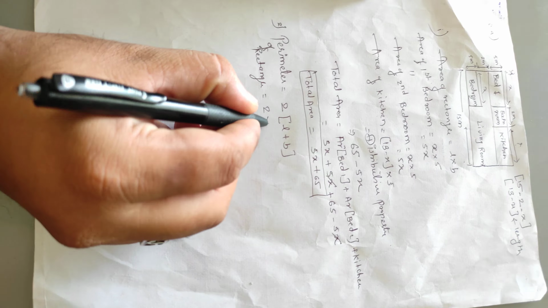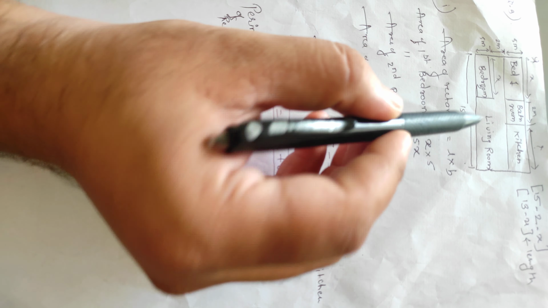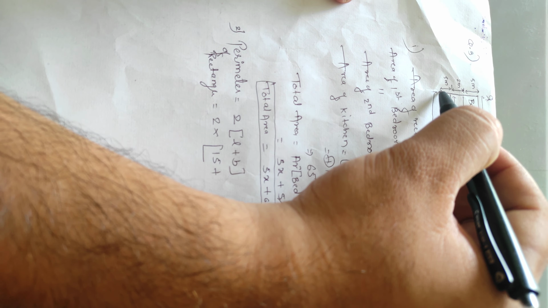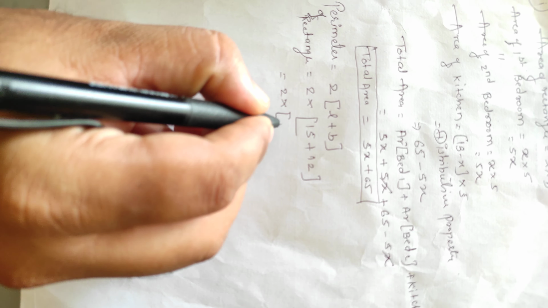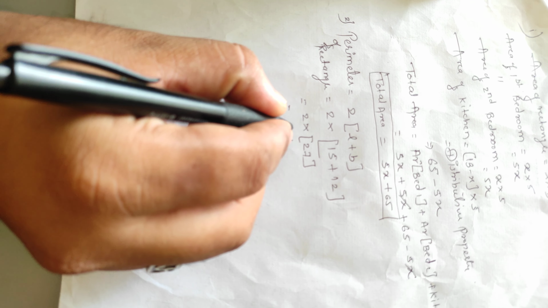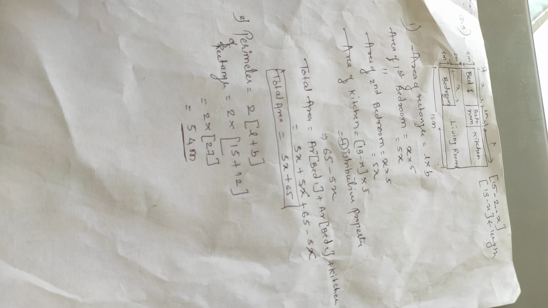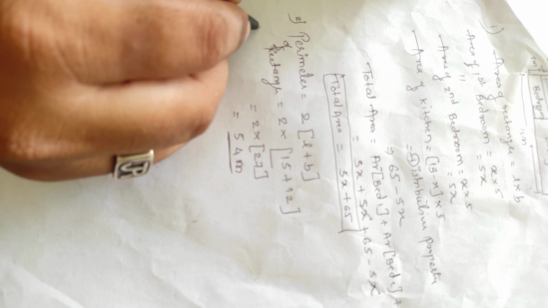Now 2 will stay outside. What is the length? If you can see, our total length is 15 meters. And what about our total breadth? 5 plus 5 is 10, and this 2 becomes 12. So this is 2 into 27, it becomes 54 meters, which is the perimeter of the rectangle. That means this is the perimeter of the complete room.